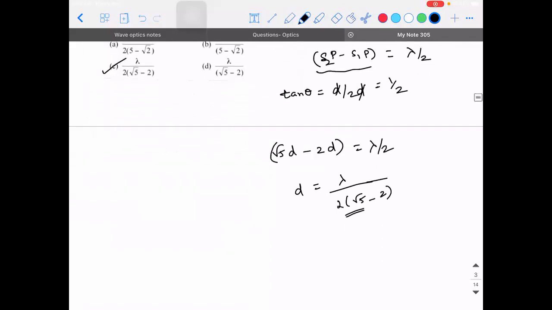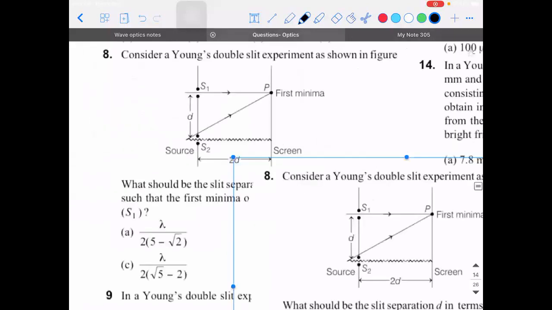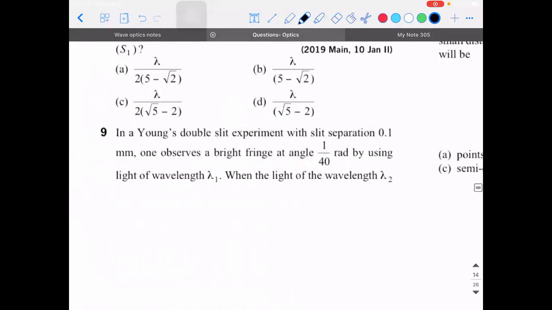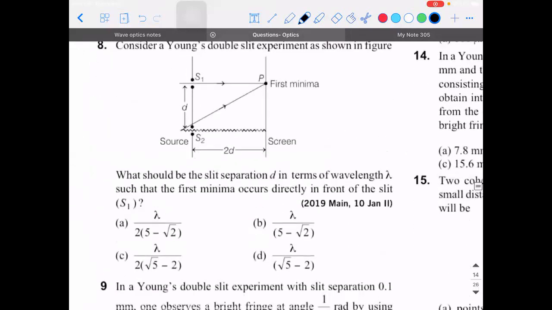Okay. Proceeding. We'll do one more problem based on YDSE, then we'll go to diffraction.